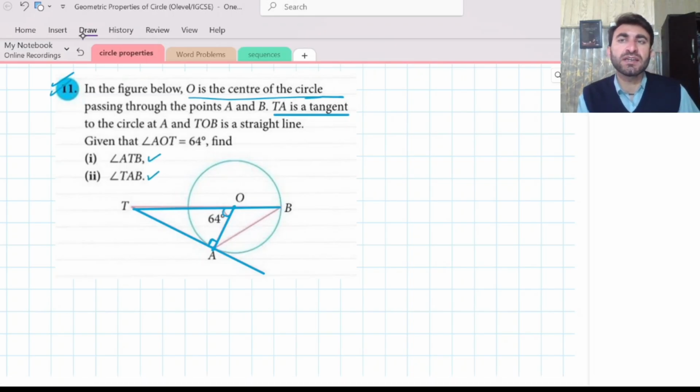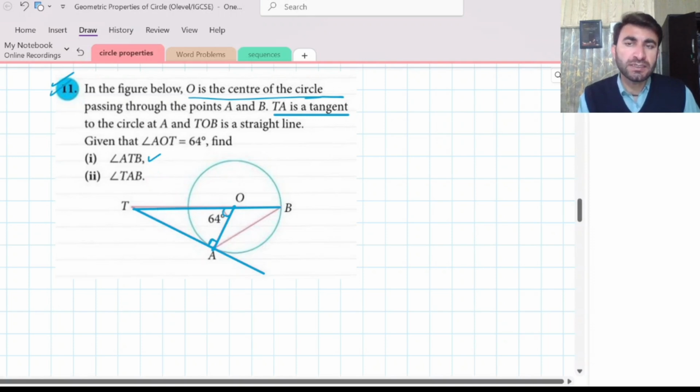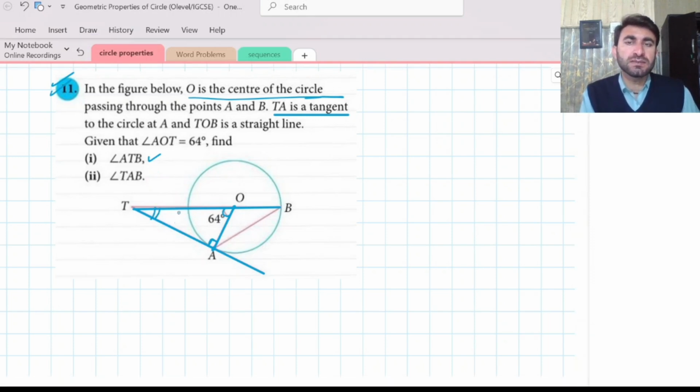So in order to find the angle ATB first, we know the ATB angle lies over here, and this is a right triangle with the acute angle 64. So we will directly subtract the sum of two angles 90 and 64 from 180, because the sum of all angles of a triangle is 180. So it will be 180 minus 90 plus 64. And when we subtract the sum from 180, it shall become 26 degrees. So the angle ATB becomes 26 degrees. Now coming to the second part, angle TAB.